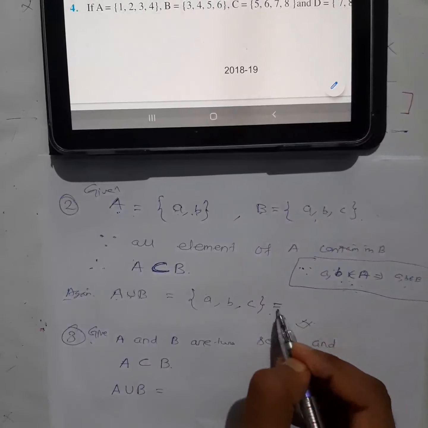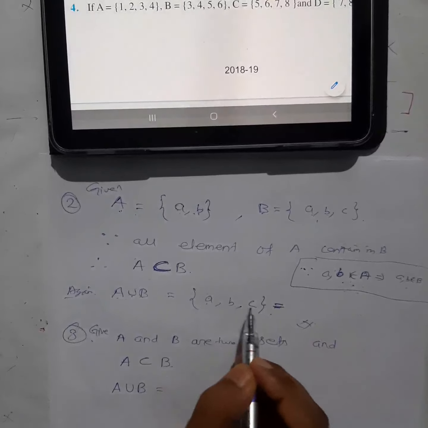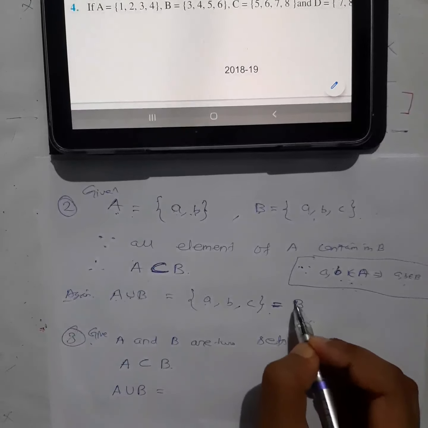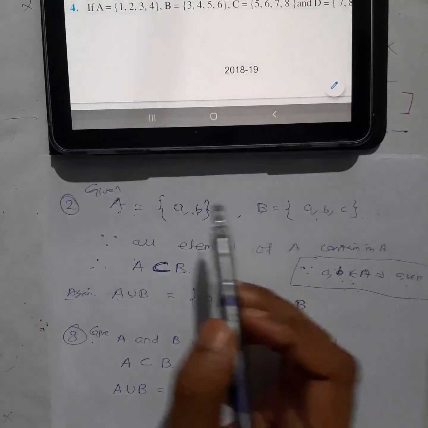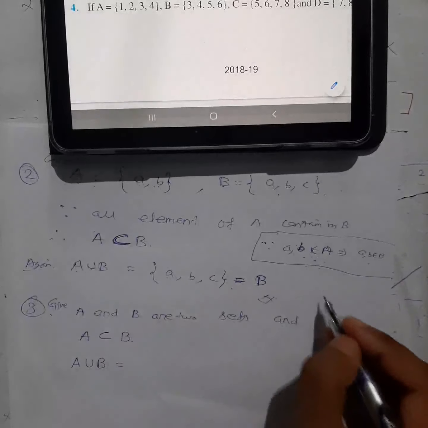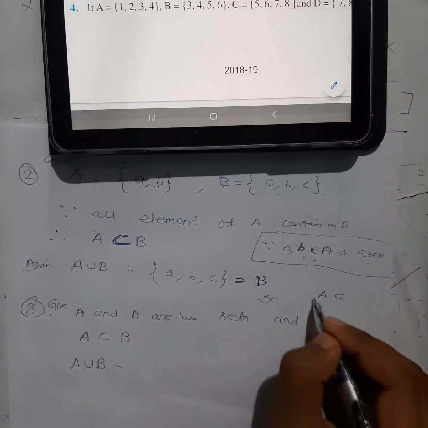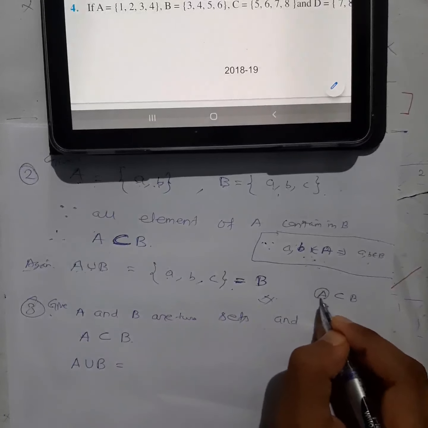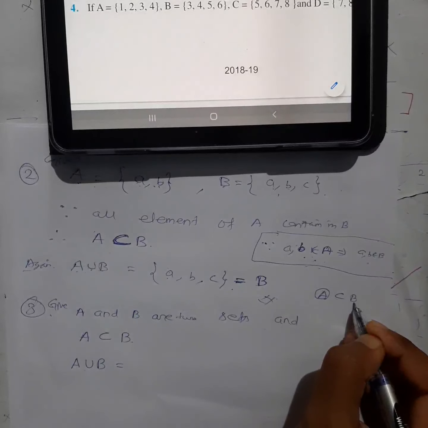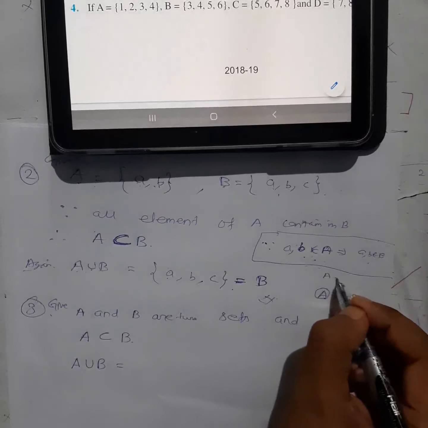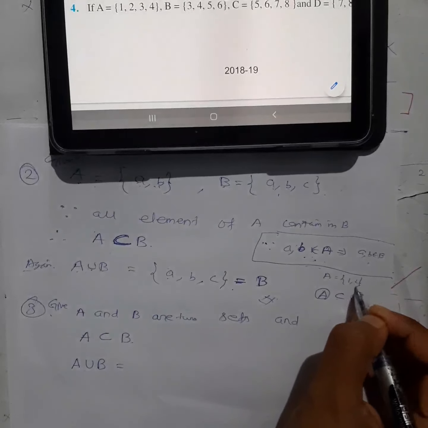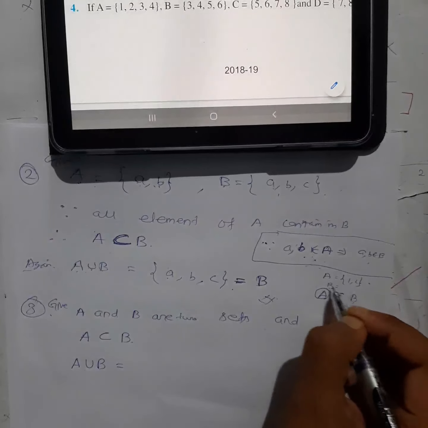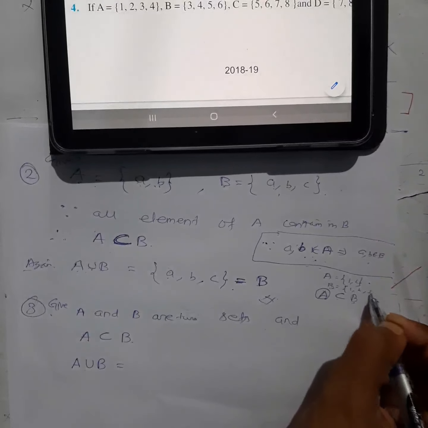Let me write down here also. Now this set A, B, C is nothing but your B set, right? Now see carefully, whenever your A is a subset of B, this means obviously this set must be smaller than this one, right? For example, A has elements 1, 2 and B has something bigger than this, I will write superset, meaning 1, 2, 3.